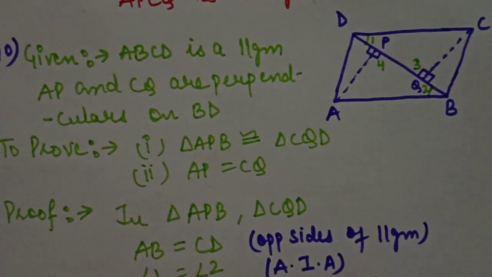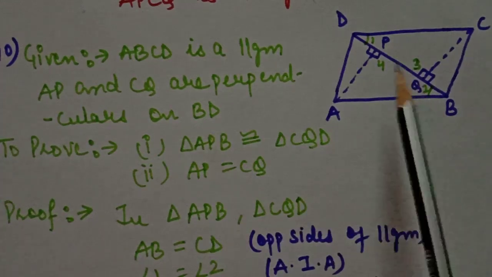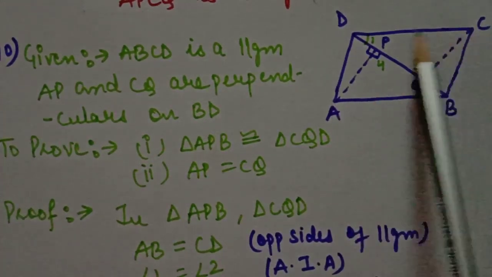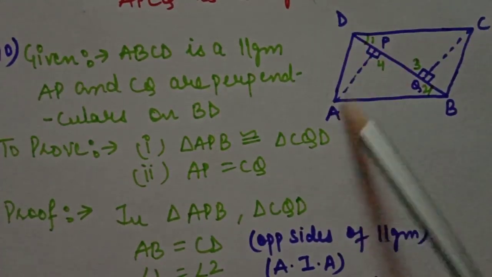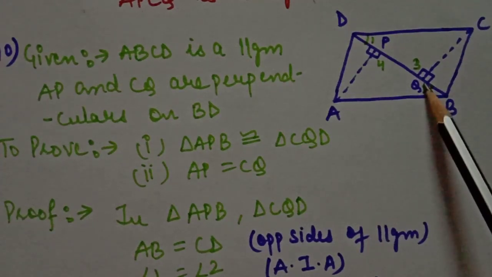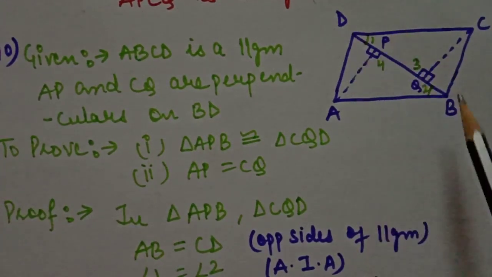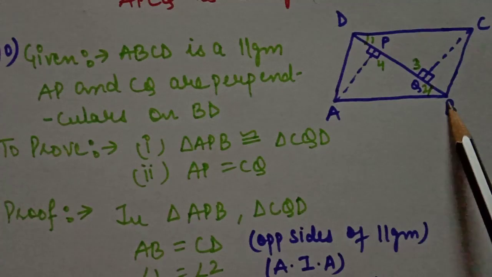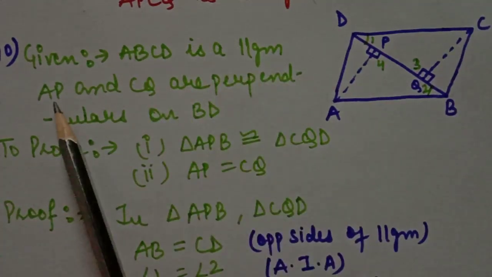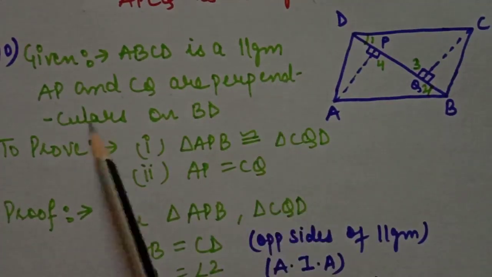Question number 10 in your NCERT: ABCD is a parallelogram and AP and CQ are the perpendiculars from the vertices A and C on the diagonal BD. Then show that... What is given? First of all, ABCD is a parallelogram, and AP and CQ are two perpendiculars on the DB diagonal. So students, ABCD is a parallelogram, AP and CQ are the perpendiculars on BD.